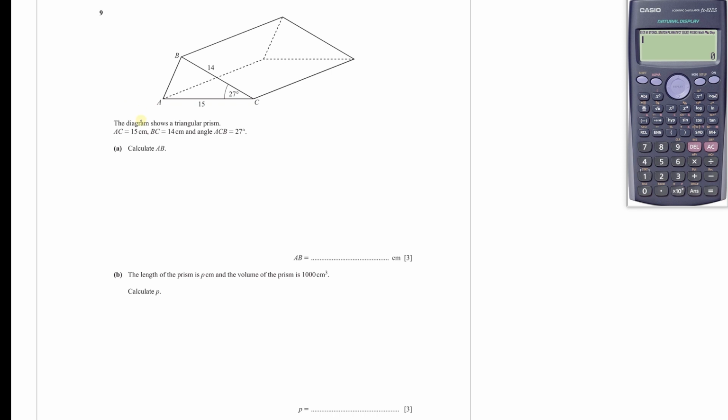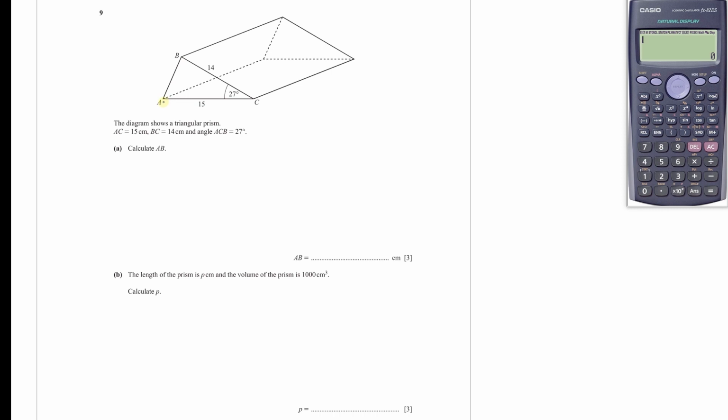Question number 9 is the diagram shows a triangular prism. This length AC is 15 centimeters, BC is 14, and this angle here is 27 degrees. The first part is calculate the length AB. So this length AB that we need to find.